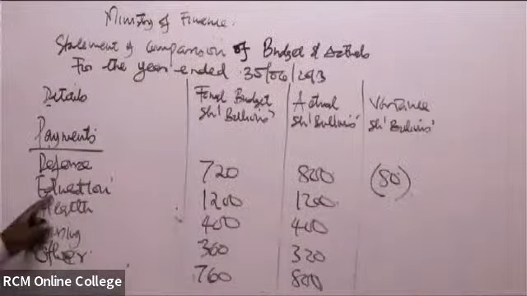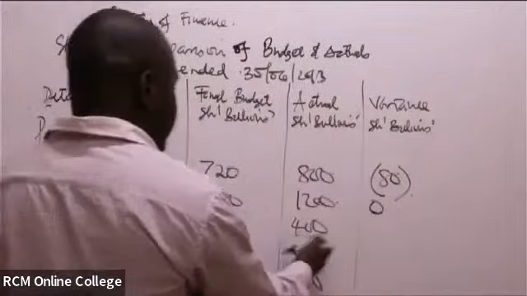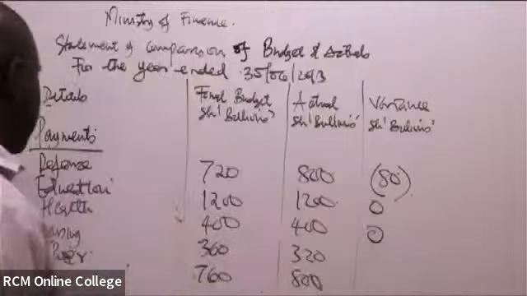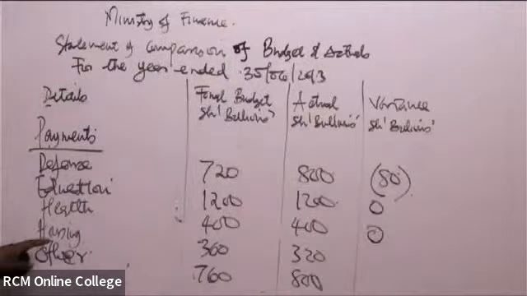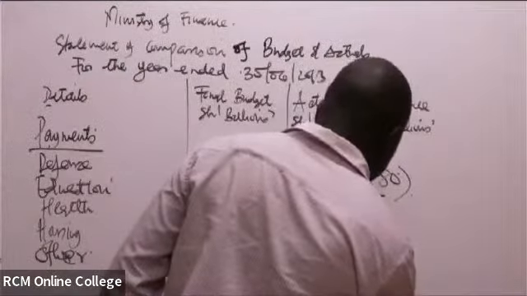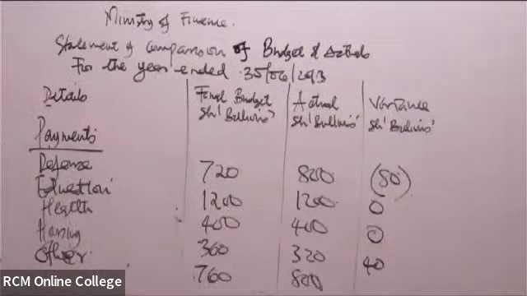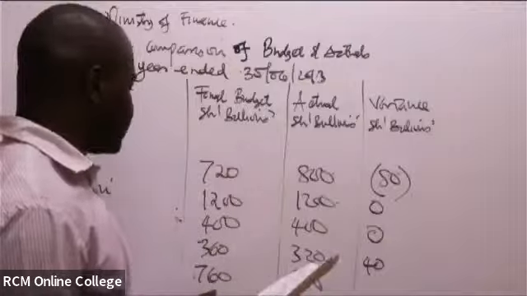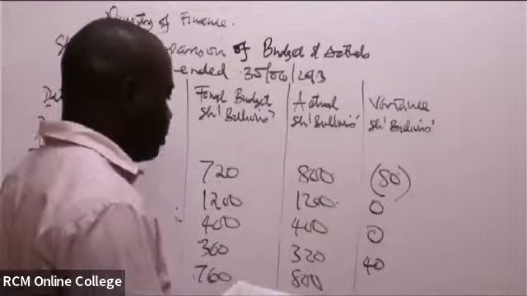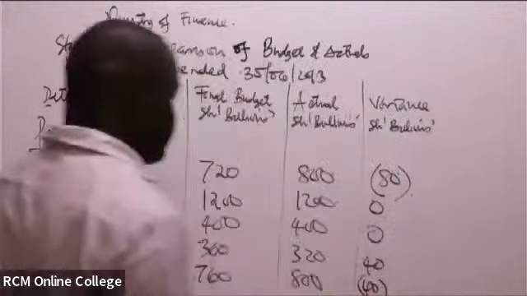For education, 1,200, the difference is 0. For health, 400, the difference is 0. For housing, they were anticipating to spend 360, they spent 320. This one will be in their favor because they were able to save 40 billion. For the last one, other ministries, they were anticipating to spend 760, but they spent more by 40, which is not in their favor.